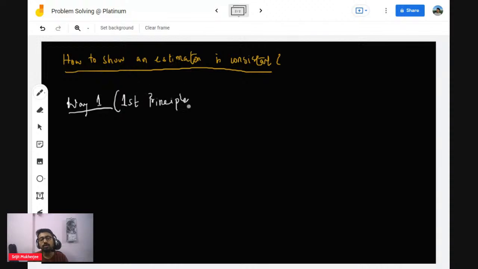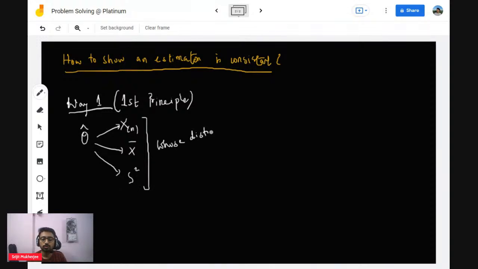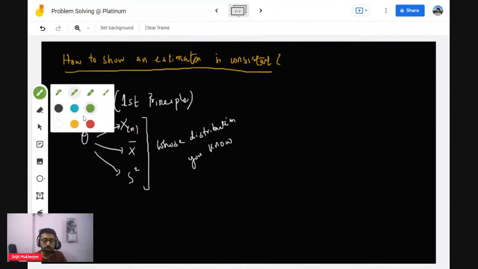So what you do is that you just calculate. Let's say you know theta hat. Let's say it's an order statistic, or a function of an order statistic, or x bar, or a square. The idea is that it's something whose distribution you know. If you know the distribution, then only you can do this.